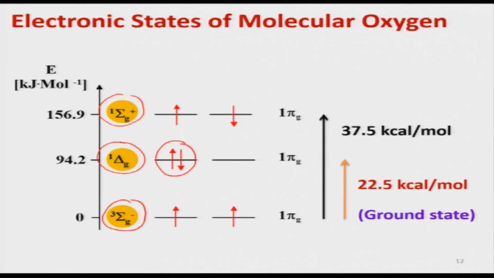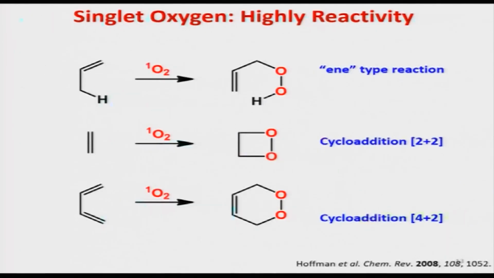It reacts immediately with organic substrates. We will see some of these reactions. For example, it is a highly reactive singlet oxygen. Once we produce this singlet oxygen, it immediately reacts with organic substrates, and there are a large number of substrates in any textbook. I am showing just 3 examples to let you know how reactive it is.